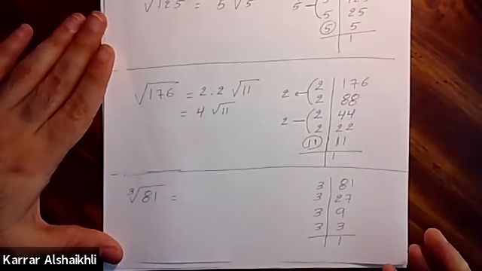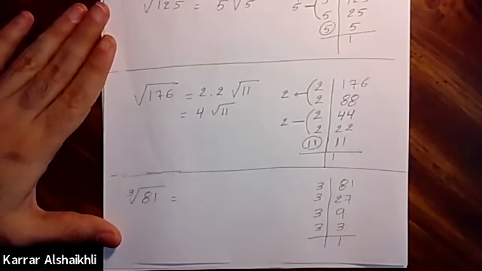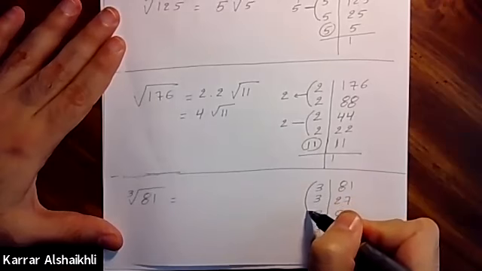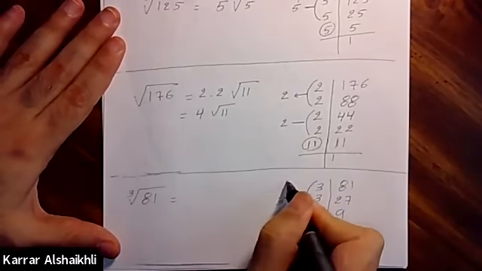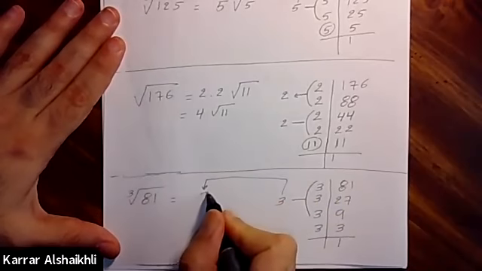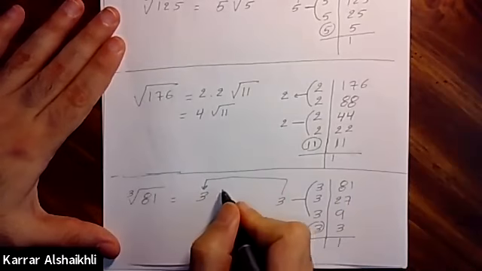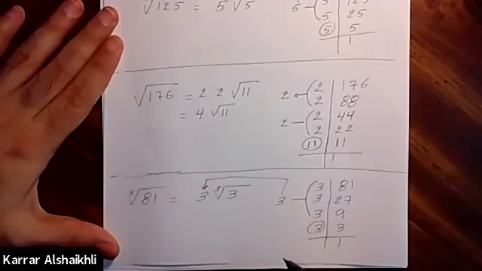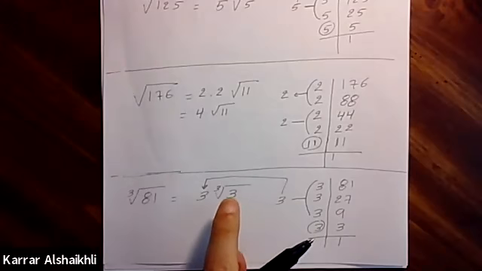That means you're done. Now I need to find the cubic root. That means I'm going to take every three similar numbers as a 1. So I'm going to write down the 3 outside. And the leftover is also a 3 by itself. I'm going to write it down under the cubic root. That's it for this one. That means the result is going to be 3 cubic root of 3.